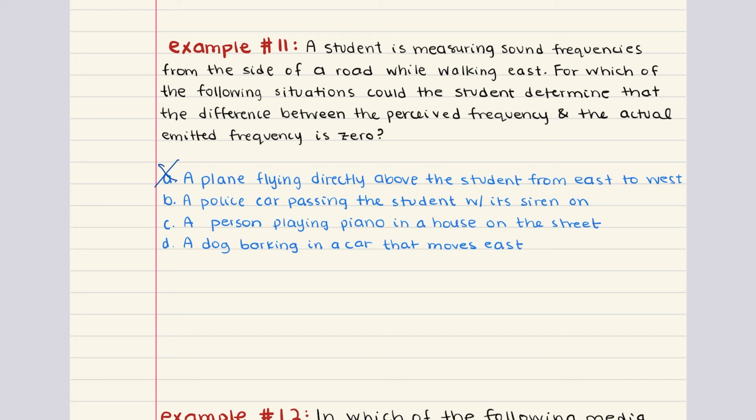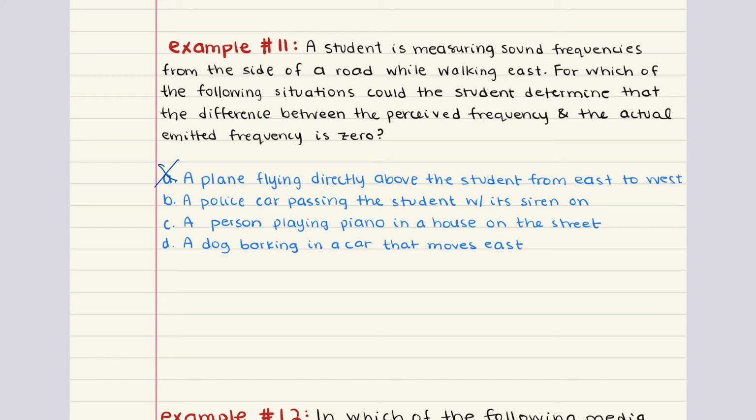B says a police car passing the student with its siren on. So here, the police car is passing by the student, which means it's moving closer to them at first and then moving away.